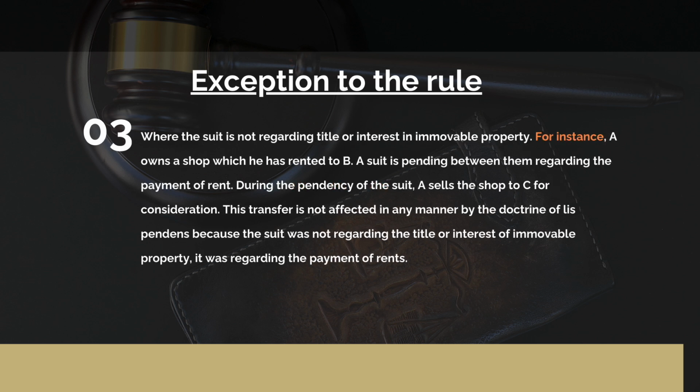Third is where the suit is not regarding title or interest in immovable property. For instance, A owns a shop which he has rented to B. A suit is pending between them regarding the payment of rent. During the pendency of this suit, A sells the shop to C for consideration. This transfer is not affected in any manner by the doctrine of lis pendens because the suit was not regarding the title or interest of immovable property, but was only regarding the payment of rents.